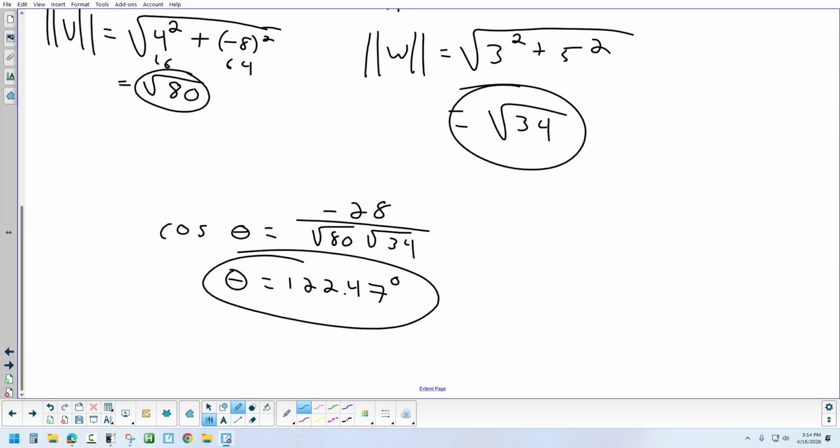Savannah, what do you get if two vectors are orthogonal for an angle? I want to say 0, but I don't think it's 0. 0 is parallel. What does orthogonal mean? It means perpendicular, which means 90 degrees. So this angle's 122. That's neither.